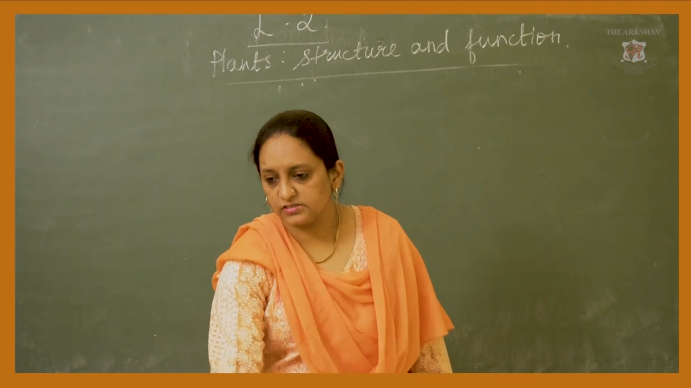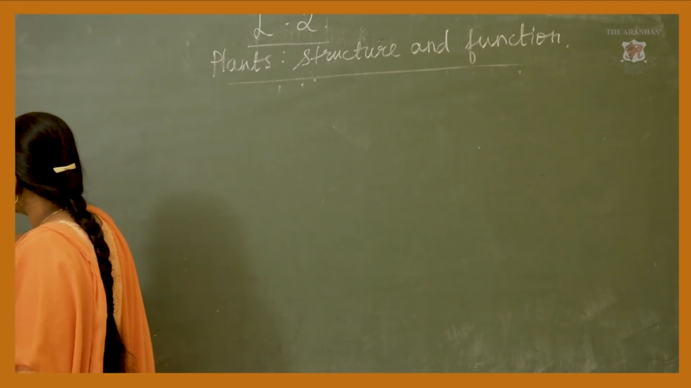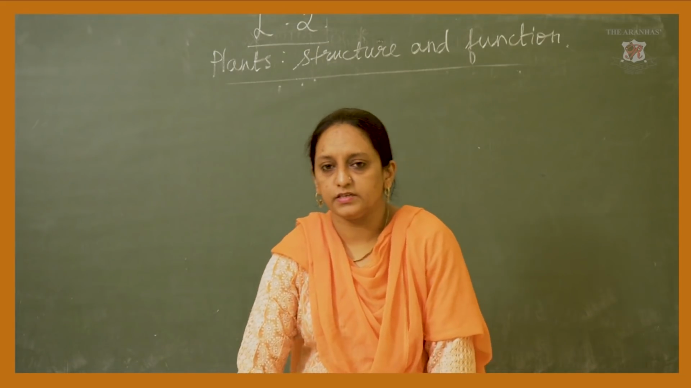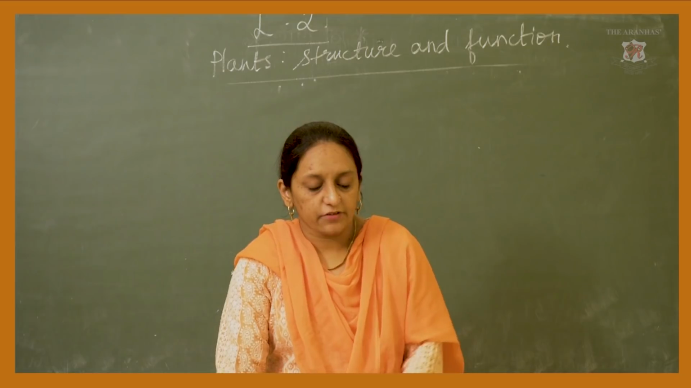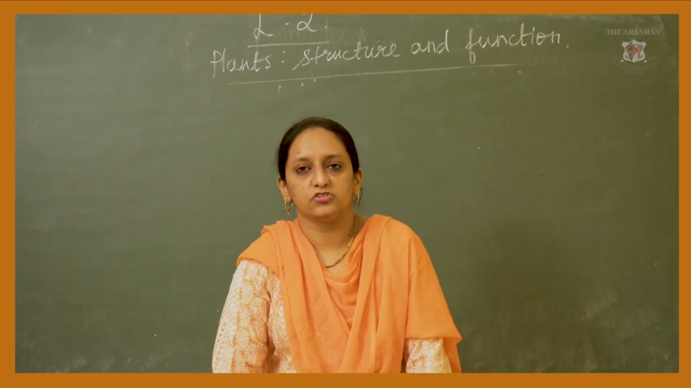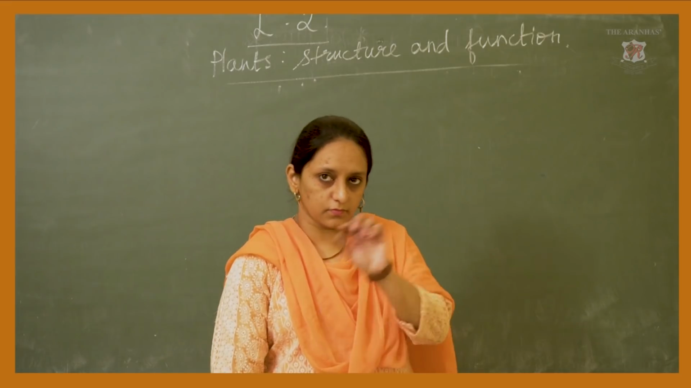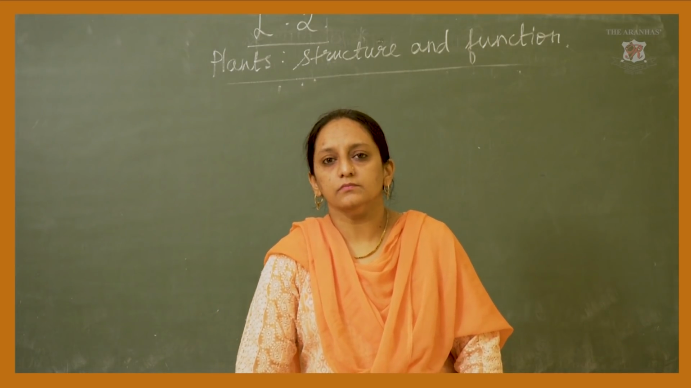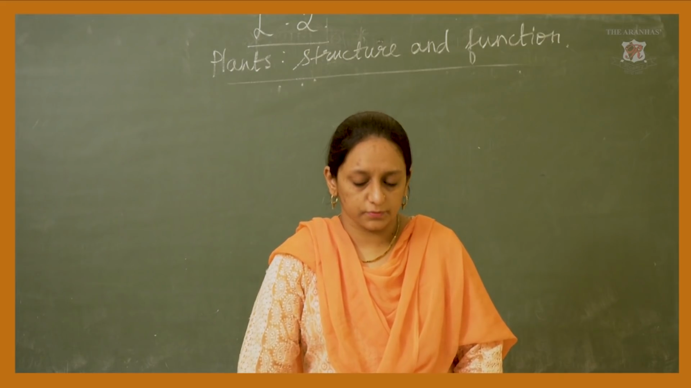And parallel venation is seen in maize leaf and reticulate venation is seen in peepal leaf. So till now about leaf, we had studied the diagram of leaf, each and every part of the leaf in detail, that is the structure of leaf we have studied with its name. Then we had studied types of leaf, simple leaf and compound leaf. These are the two types of leaf.